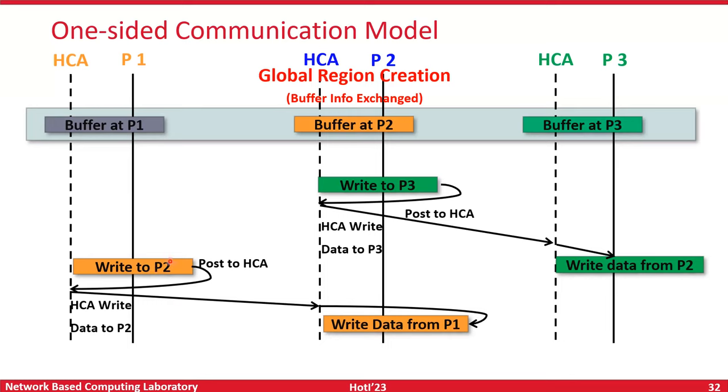Here, as the message is being written, P2 doesn't have to be involved at all in terms of receiving that message. Of course, once the message comes, if it knows how the message has come, it can then go look at the message and continue the action. But there is a good overlap you can achieve. And this is a one-sided communication model.